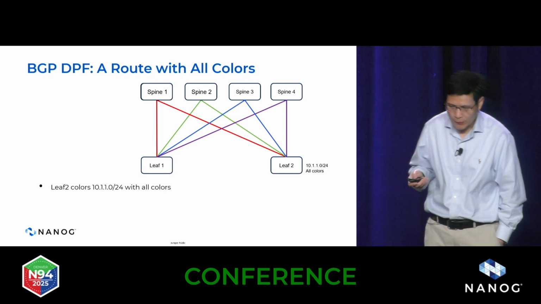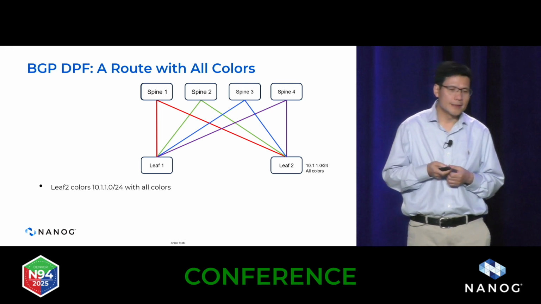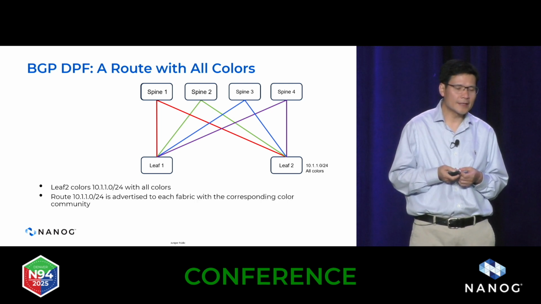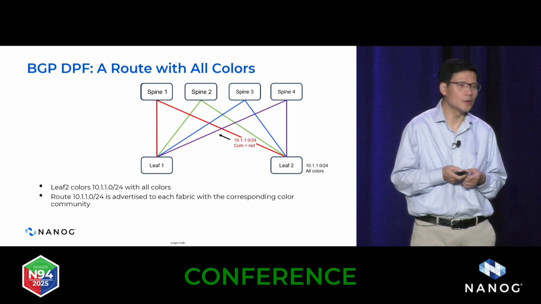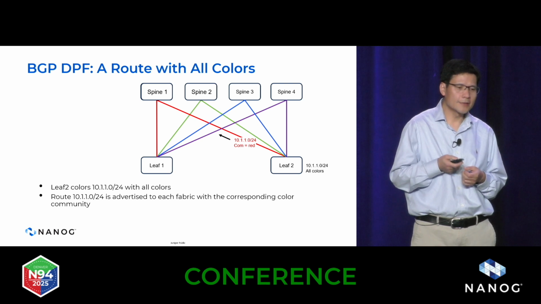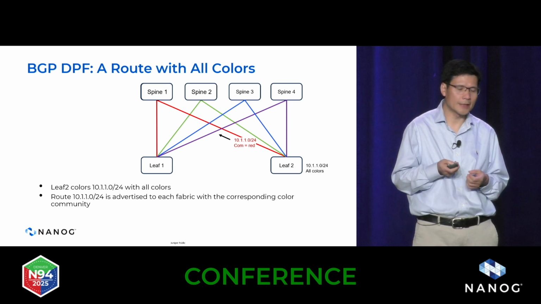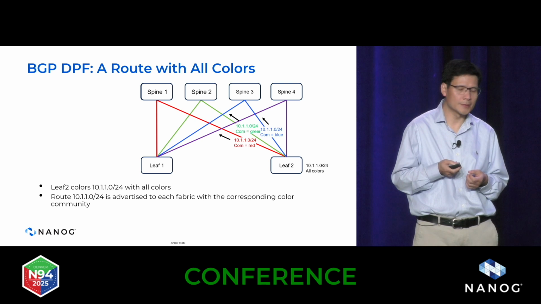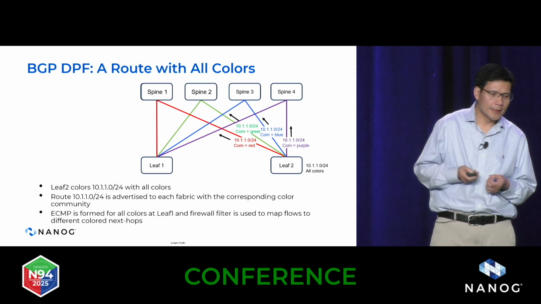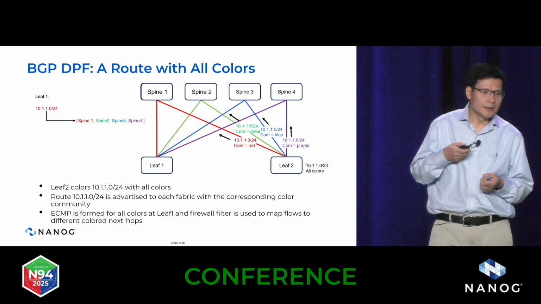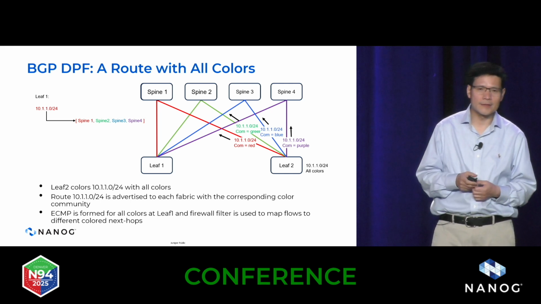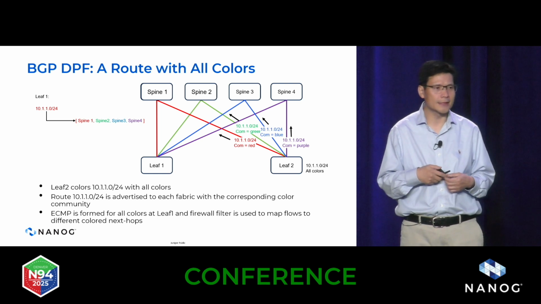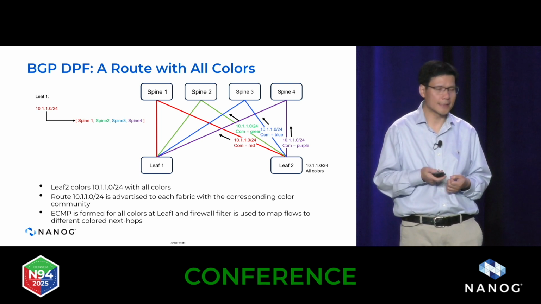There are also cases where people may want to color a route with all colors. In this example, let's say NIF2 colors the route 10.1.1.0/24 with all colors. What this effectively means is NIF2 will advertise this route over all of those colored fabrics, each with the corresponding color. Like it's sent over the red fabric with the red color, green fabric with green color, blue fabric with the blue color, and purple with the purple color. And once this route is received on the ingress, we will have a route with all 4 different paths. Each path will have its corresponding color.